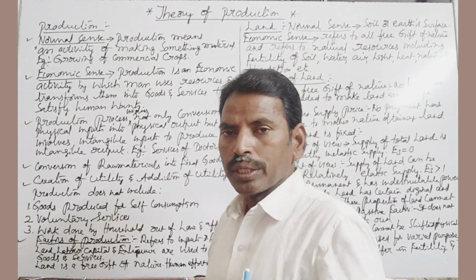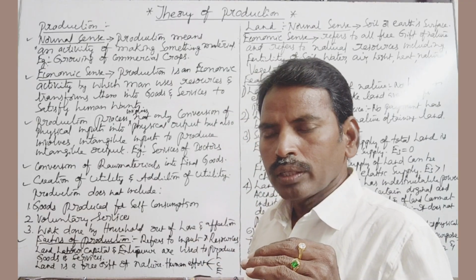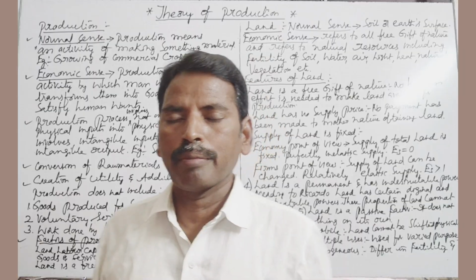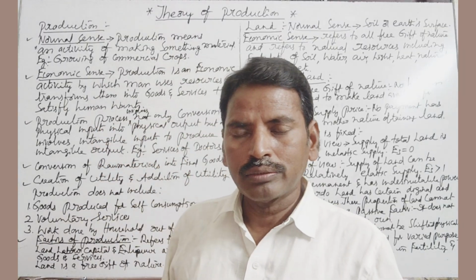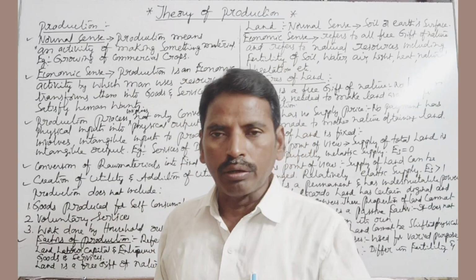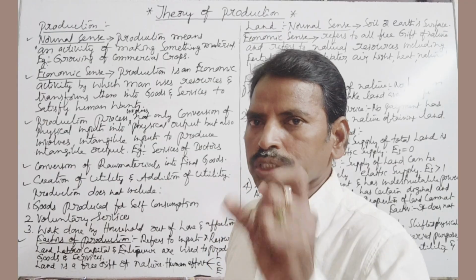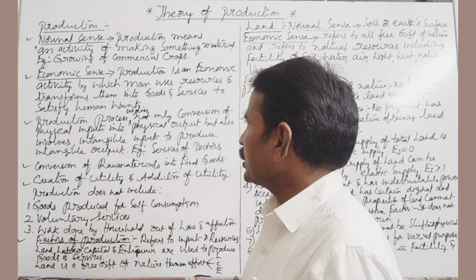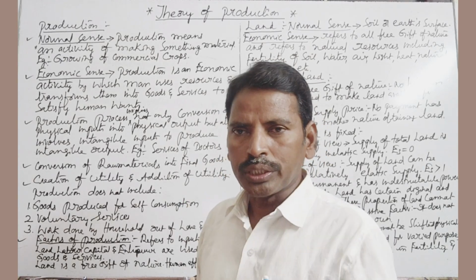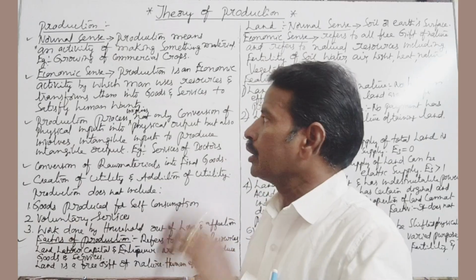Production. In normal sense or in common sense, production means an activity of making something material. This is called production. That means growing of food crops, growing of commercial crops, examples for production in normal sense.